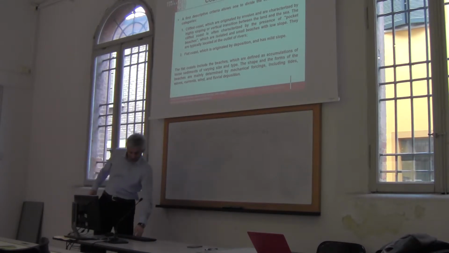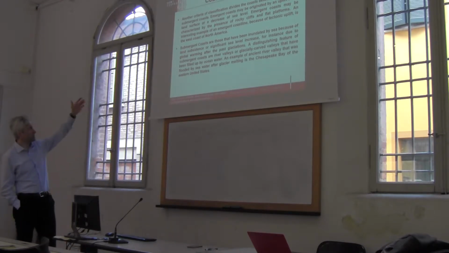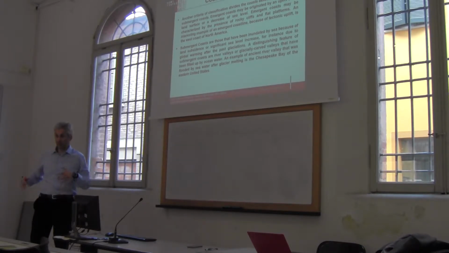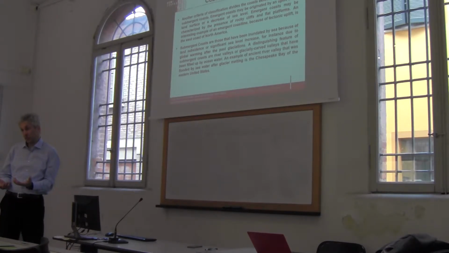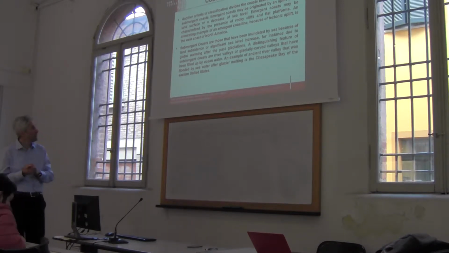Okay, this is a first classification, but there is also a genetic criterion, which, for instance, divides the coastlines between emergent and submergent coasts. An emergent coast is a coastline that results from an increase of elevation of land, for instance, from tectonic activities. And usually these coasts are characterized by a significant slope of the land close to the coastline.